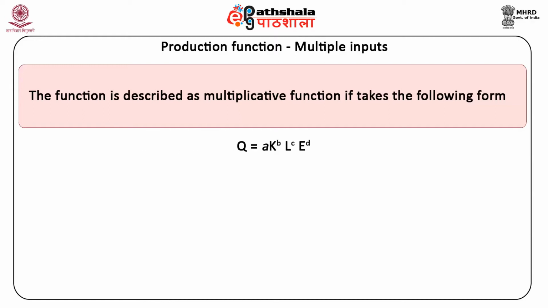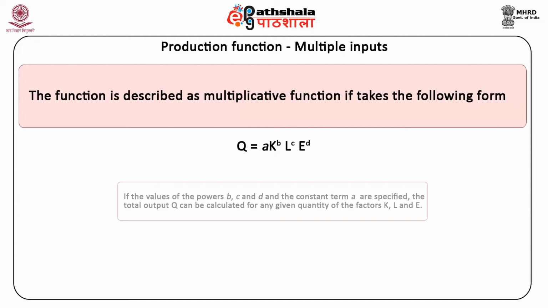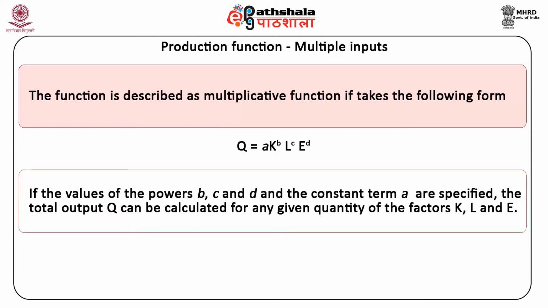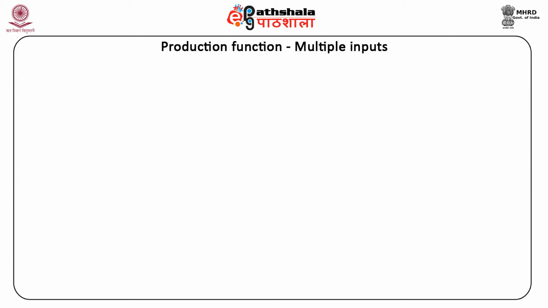Q is equal to A into K to the power B into L to the power C into E to the power D. If the values of the powers B, C, and D and the constant term A are specified, then the total output Q can be calculated for any given quantity of the factors K, L, and E. Multiplicative production function results in three possible situations.